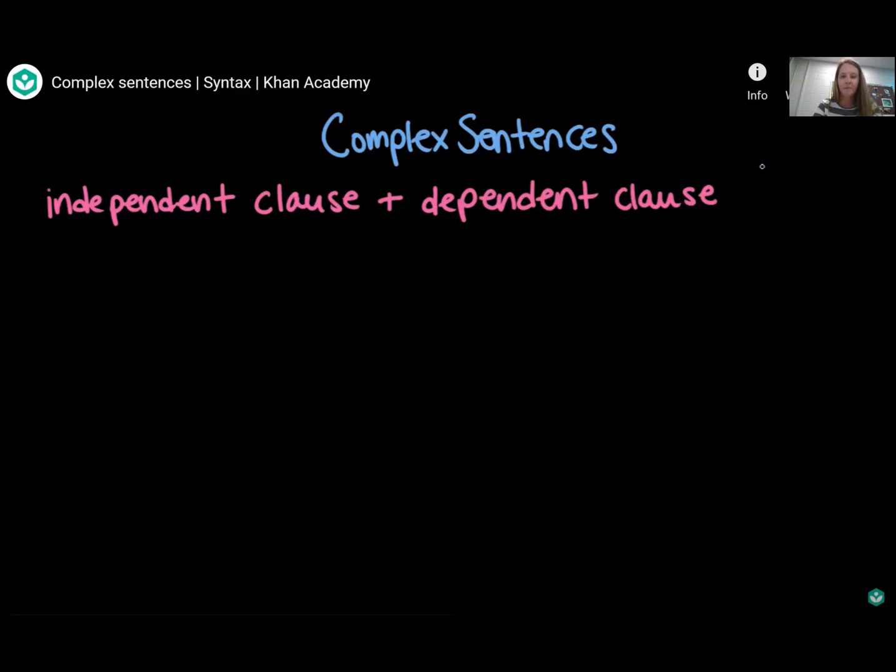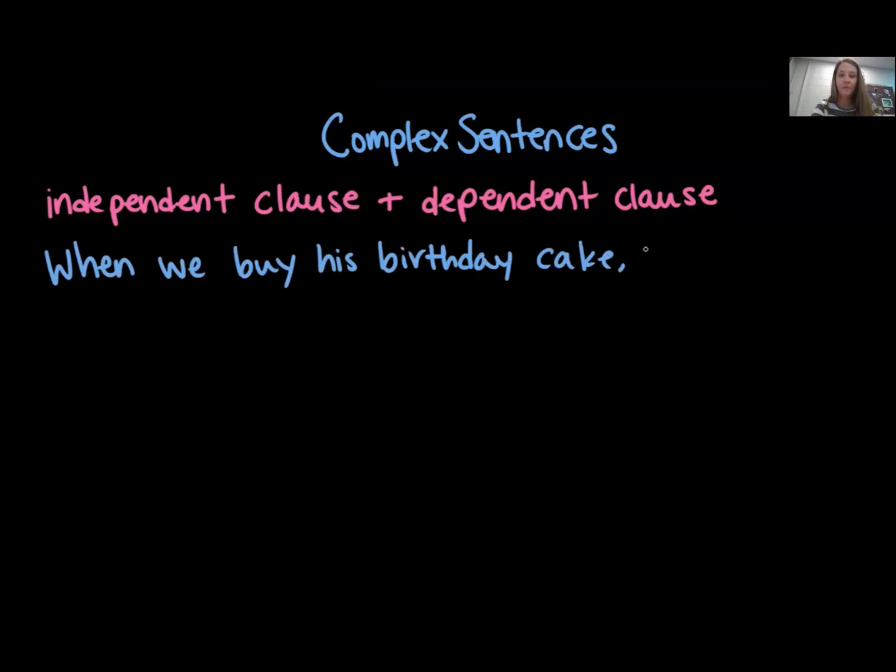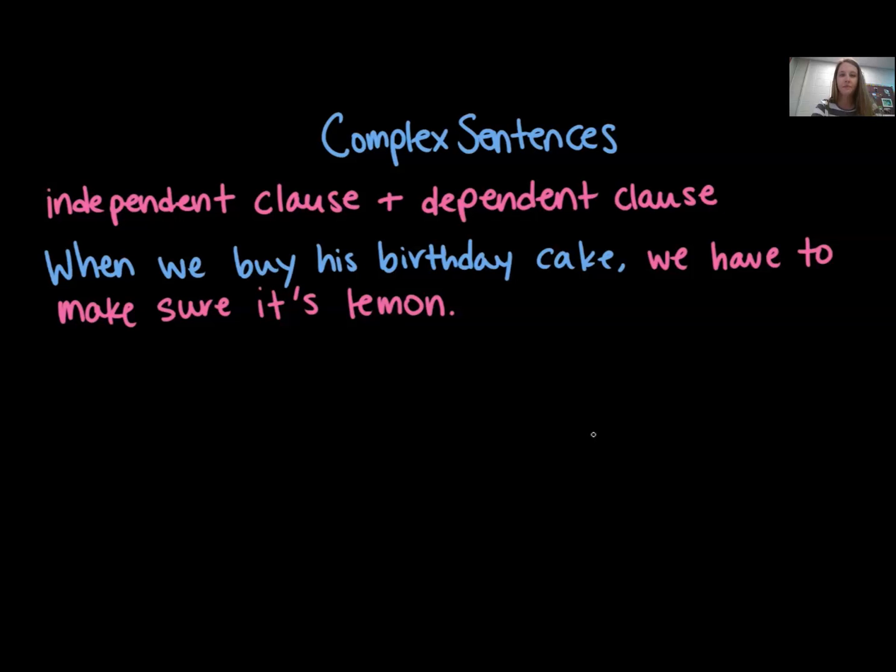So Rosie, what's an example of a complex sentence? "When we buy a birthday cake, we have to make sure it's lemon." So this sentence, "When we buy his birthday cake, we have to make sure it's lemon," is made up of two clauses, and I've written them in different colors here. So the second one, the pink one, can stand on its own as a sentence. You can just say, "We have to make sure it's lemon." It functions as an independent clause of the sentence. It gives the information that is missing from the sentence.